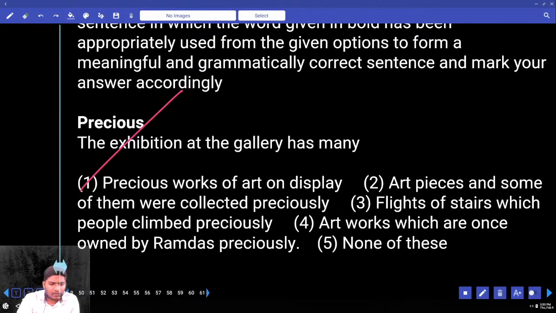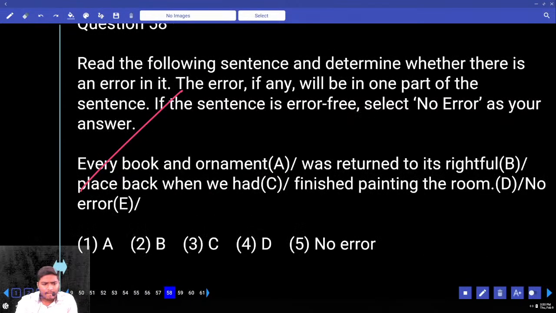Let me once check question number 58. Once come back to this question 58. There is still an error. I can sense it.